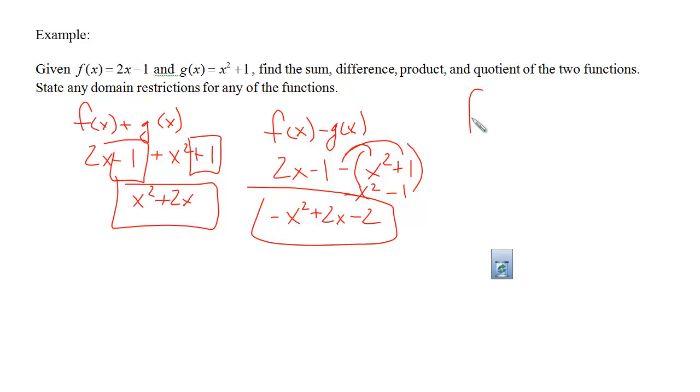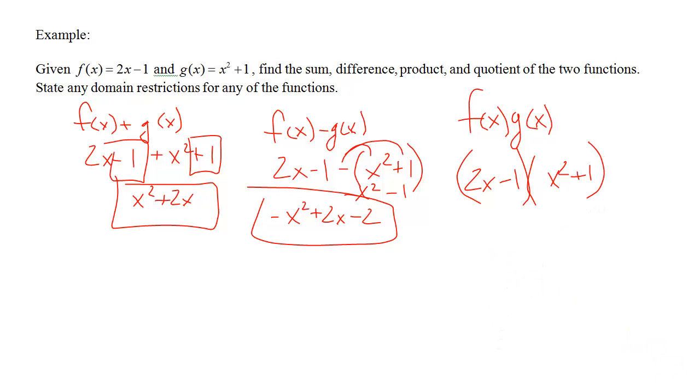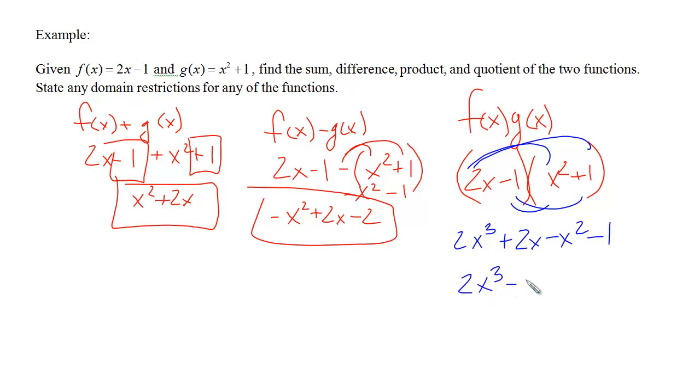Now if we take the product, f of x times g of x, I'm just going to write these two binomials, 2x minus 1 times x squared plus 1. And then this is where we FOIL. So I'm going to take the first terms. So 2x times x squared is 2x cubed. Outside terms. Inside. And then last. And then we combine any like terms. I have a cube, a square, first degree, and then a constant. So I'm just going to put them in proper order. There's nothing here to combine.